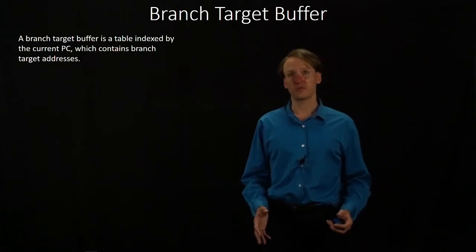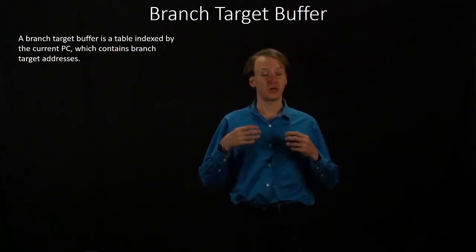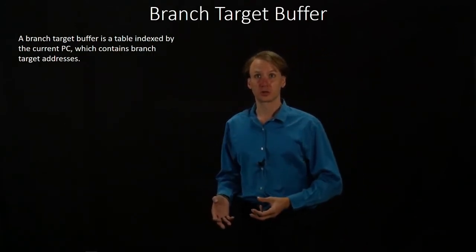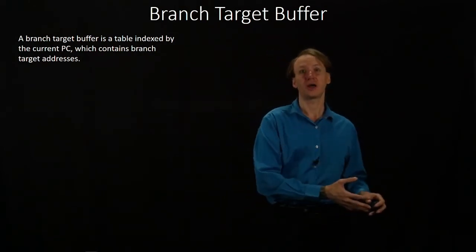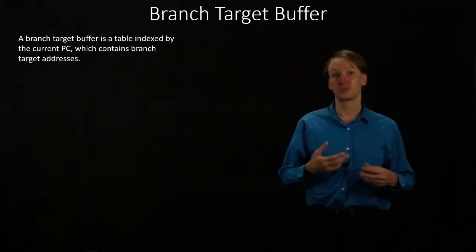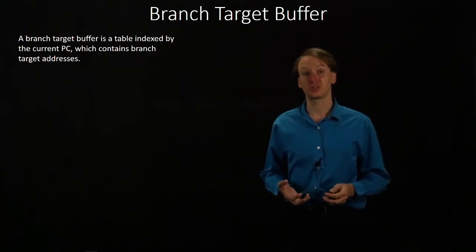So a branch target buffer is really just a table that's indexed by the current program counter, but which contains branch target addresses. Specifically, it contains branch target addresses that we want to take.